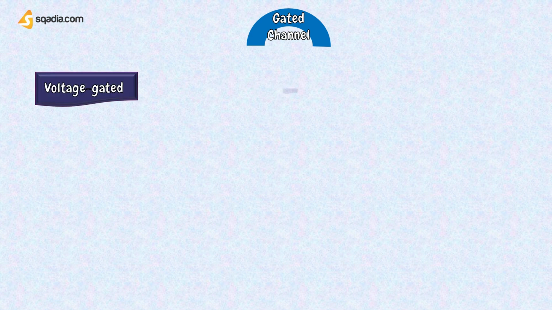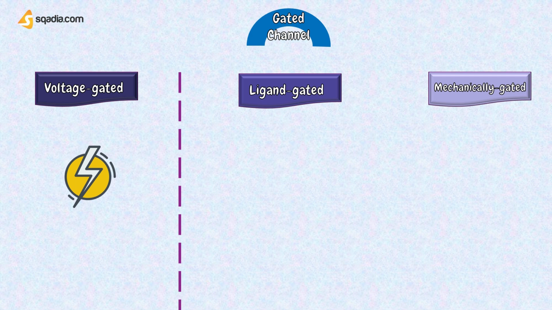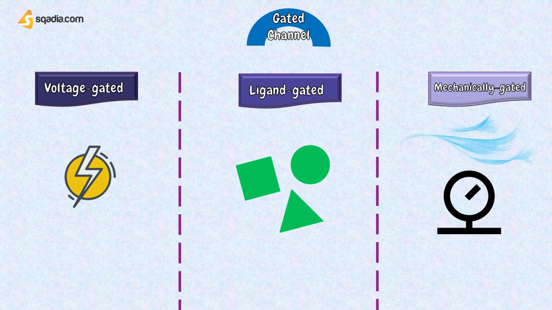Gated channels are divided into three categories. Voltage-gated channels are the channels that open whenever there is a change in the electrical potential. Ligand-gated channels are the type of channels that open in the presence of some hormonal substances. The hormonal substances are called ligands, and the channels are called ligand-gated channels. Mechanically gated channels are the channels that are opened by some mechanical factors, such as pressure or air.